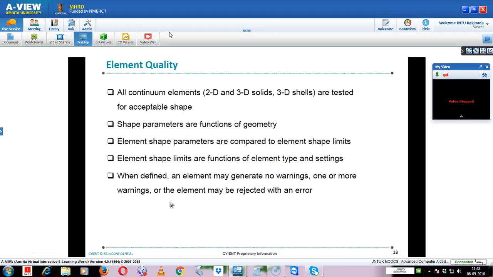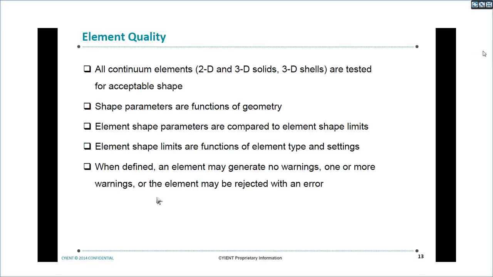So there are two things, warning elements and error elements. Okay, warning elements are elements which deviate in shape but within the limits. Error elements are those which cross the limits. So I worked on ANSYS software, especially ANSYS Classic.